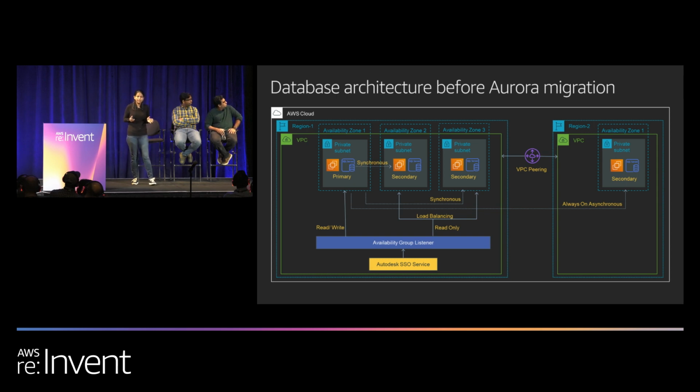Now, this setup provided us with many advantages, like high availability, zero downtime during patching, failovers, scalability and performance by routing the read-only queries to the secondary replicas with very less replication latency. So you might be wondering, if everything was so good, why did we move to Aurora?